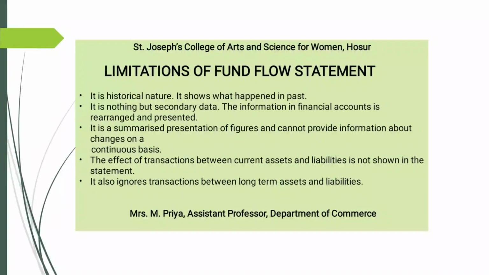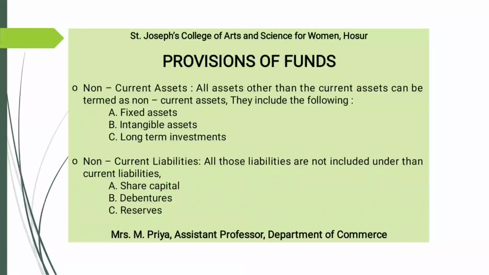The limitations of fund flow statement. It is historical in nature. It shows what happened in the past. It is nothing but secondary data. The information in financial accounts is rearranged and presented. It is a summarized presentation of figures and cannot provide information about the changes on a continuous basis. The effect of transactions between the current assets and current liabilities is not shown in the statement. It also ignores transactions between long-term assets and liabilities.